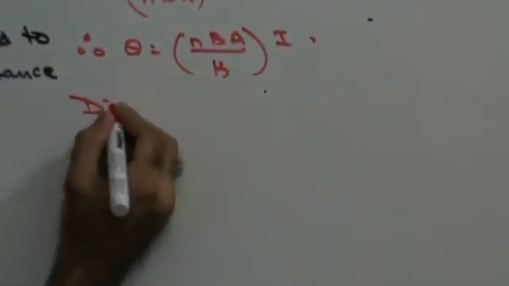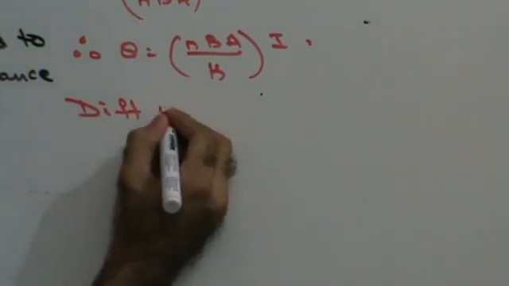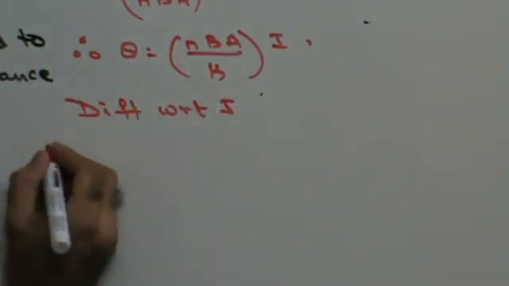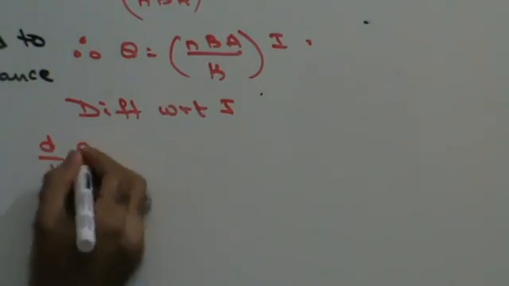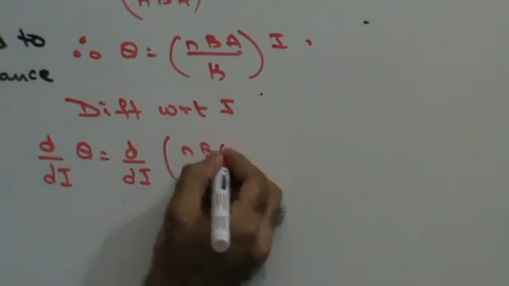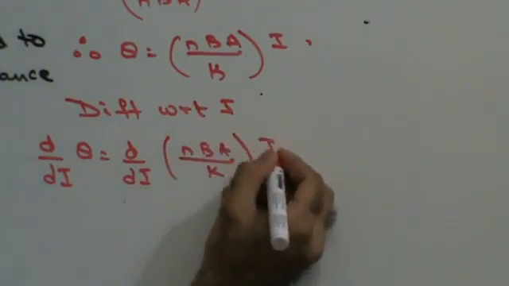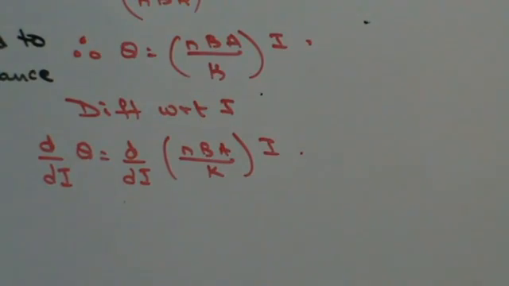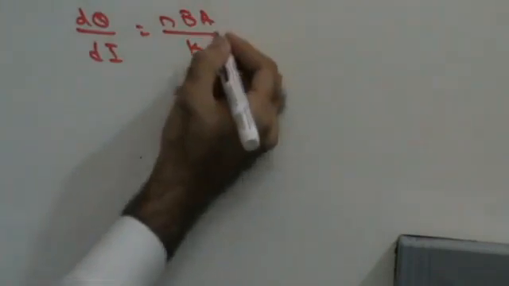Now differentiate both sides with respect to I. So d by di of theta is d by di of NBA upon K into I. This gives d theta by di. Whatever is constant comes outside the derivative, so NBA upon K comes out as it is. D by di of I is 1. Thus, the current sensitivity is equal to NBA upon K.